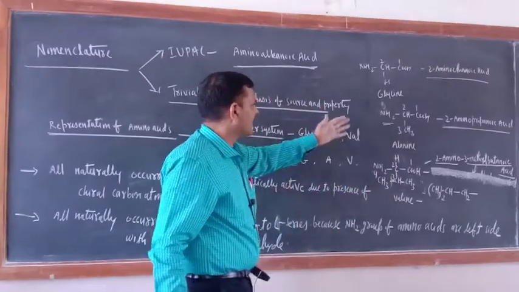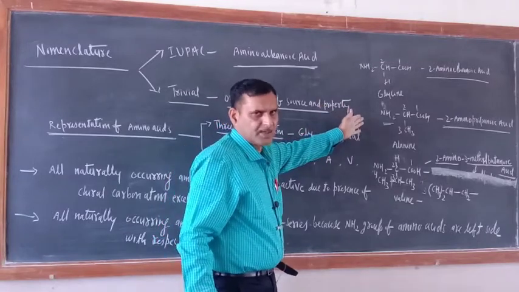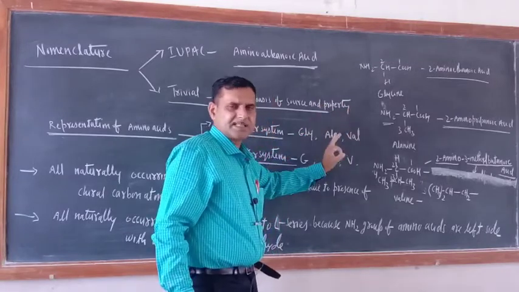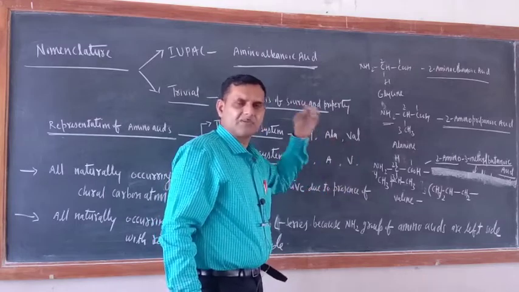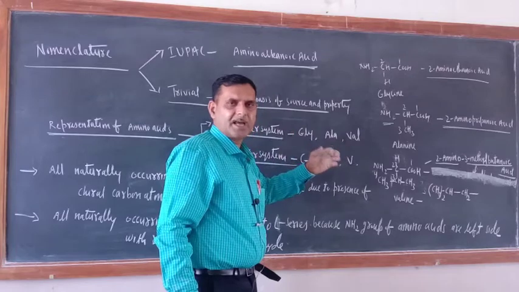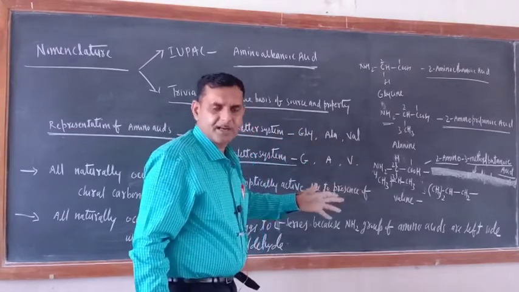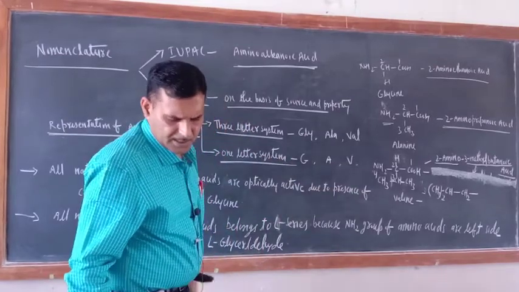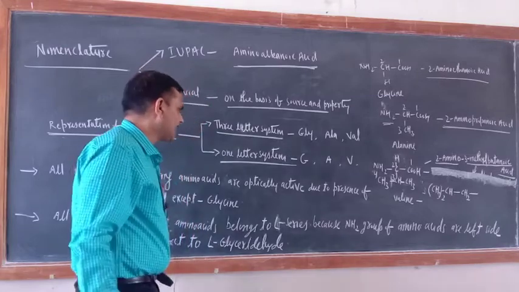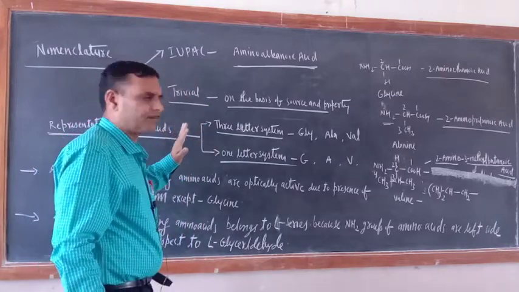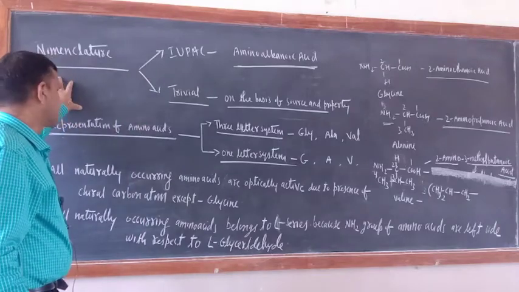Okay, do not pay much attention to this one. Just remember glycine, alanine, leucine, valine, isoleucine, arginine, tyrosine, tryptophan, histidine. These are some of the names. Okay, threonine, glutamic acid. These are some of the names of amino acids. So this is all about the nomenclature system.